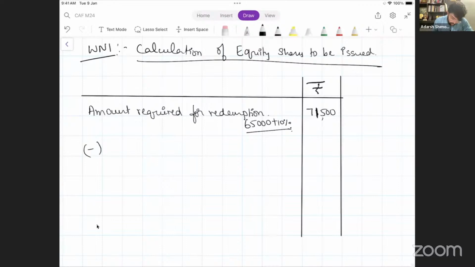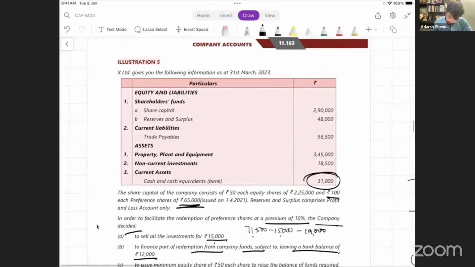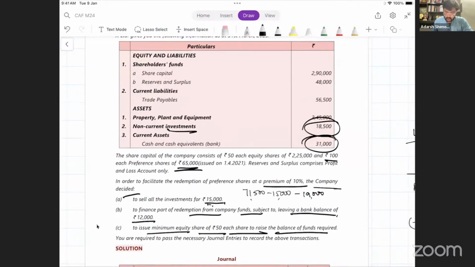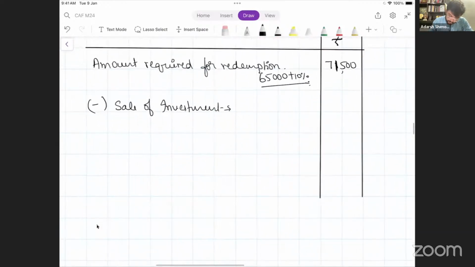So first we will be selling the investments. What is the value of investment in the books? Balance sheet investment value is 18,500, non-current investments. We are selling it for 15,000, and 3,500 is the loss. Sale of investments 15,000. Cash which we are obtaining is 15,000 rupees. Less.